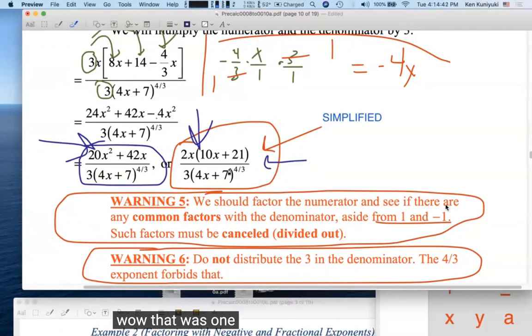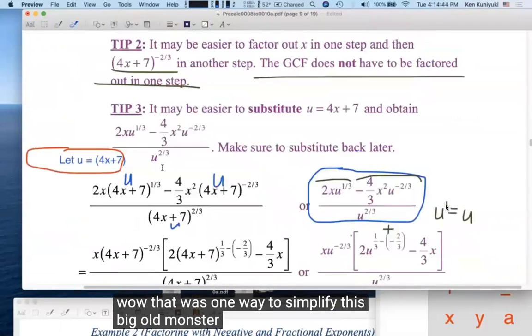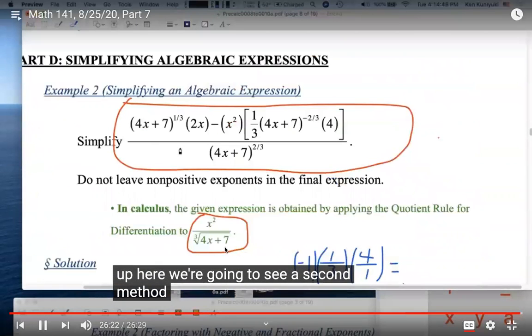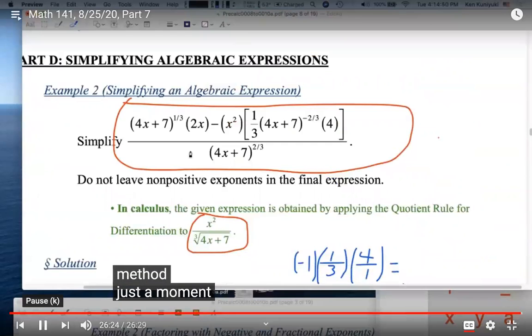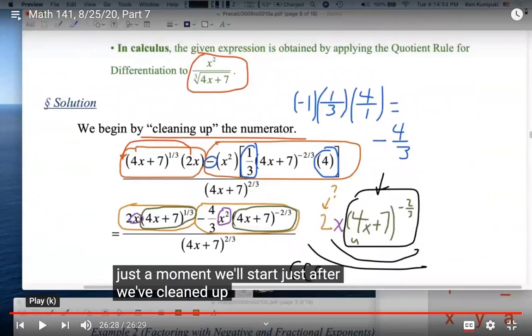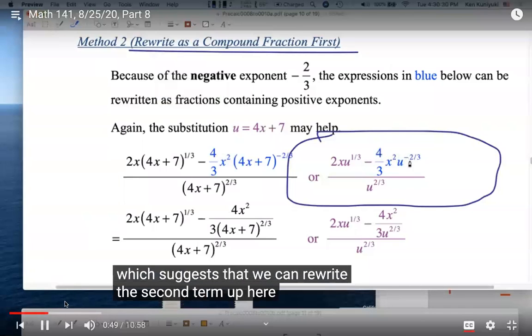Wow, that was one way to simplify this big old monster up here. We're going to see a second method in just a moment. We'll start just after we've cleaned up. So you shouldn't be so afraid of monsters now. Good time for a little video.